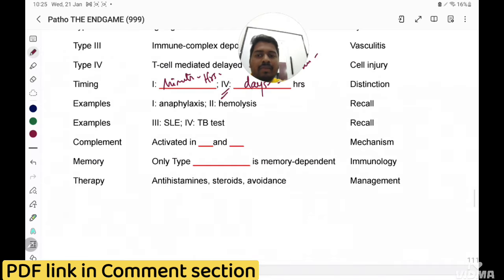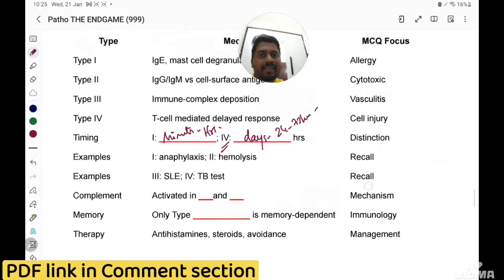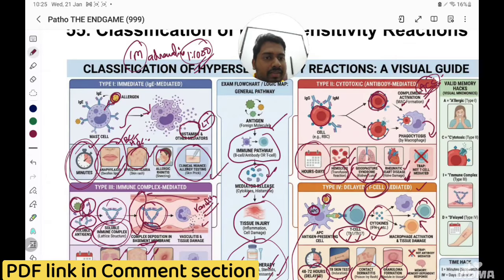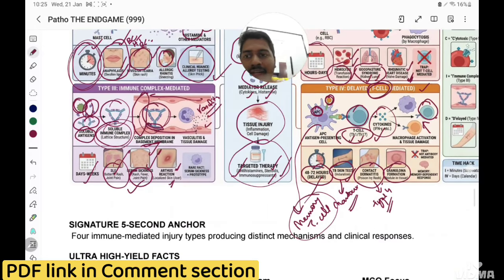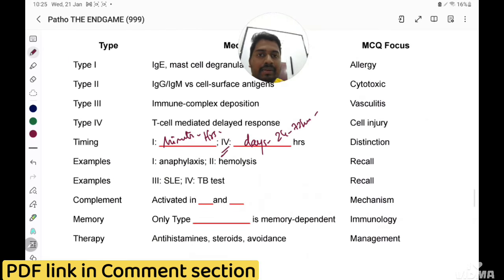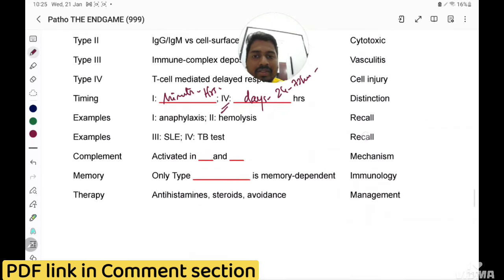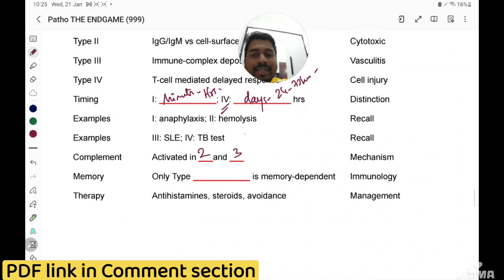Okay, complement activation, very important. I think I missed this part. No, I had explained this also. See here in type 2, once these antibodies are deposited on this antigen, after that there is complement activation, right? So complement activation is seen in type 2. It is also seen in type 3, where there are antigen antibody complexes deposited. Okay, so this is seen in type 2 and type 3. That's why in SLE you can see this complex depositions.